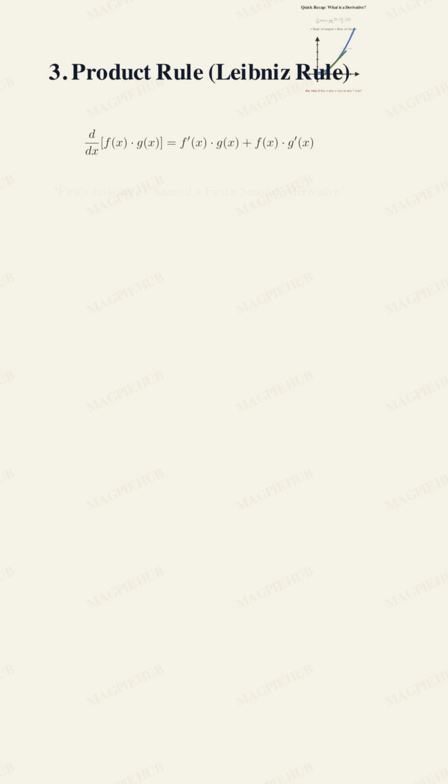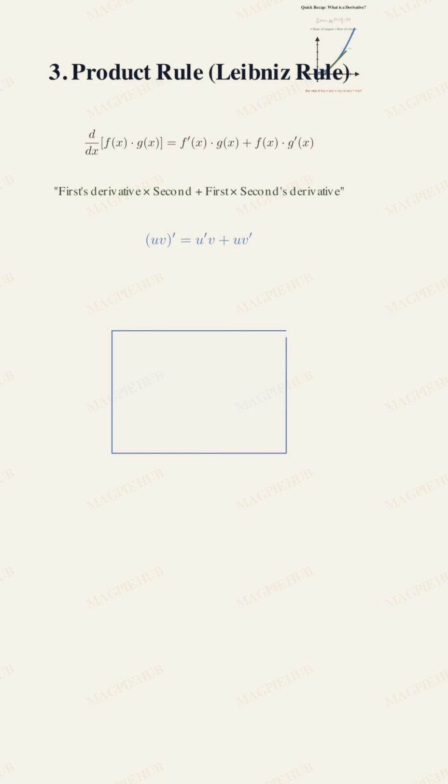The derivative of f times g equals f prime times g plus f times g prime. Memory trick, first's derivative times second plus first times second's derivative. In short notation, (uv) prime equals u prime v plus u v prime.